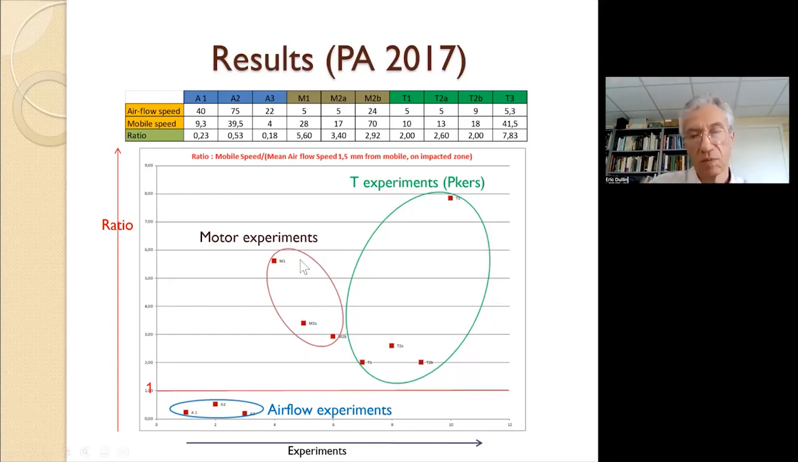Motor experiment, normal, because it was the motor which was driving the target, so the flow around the target goes less quick. And what is interesting to see is the telekinesis experiment, where we have four experiments, and one is at two ratio, or two are at two ratio, and one is at eight ratio. So in this case, we have a target which is running eight times faster than the airflow around.